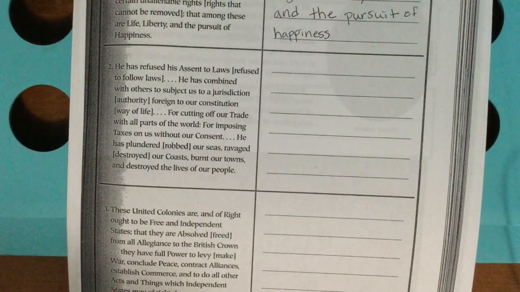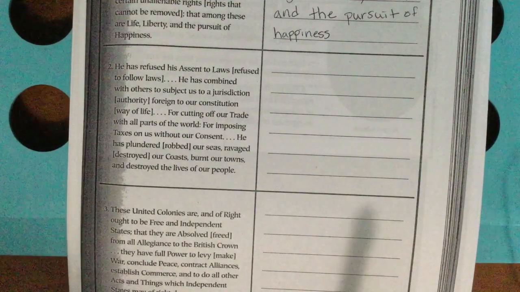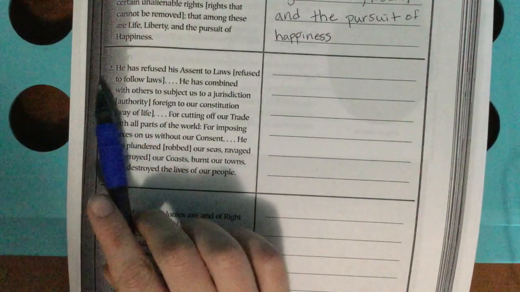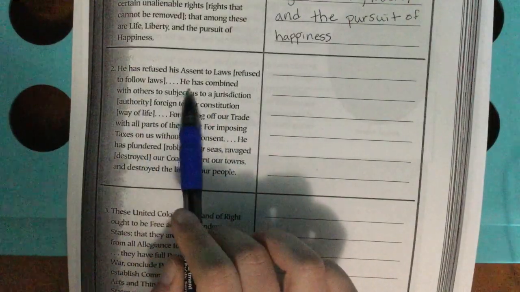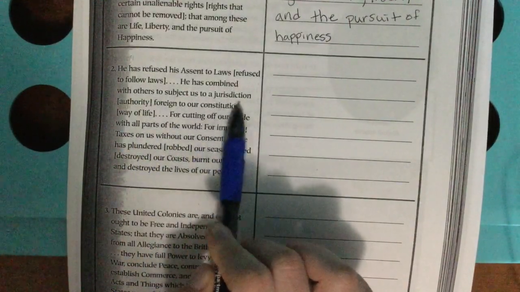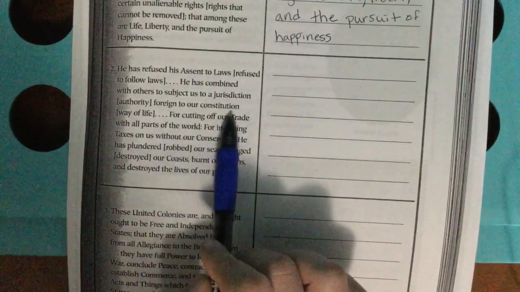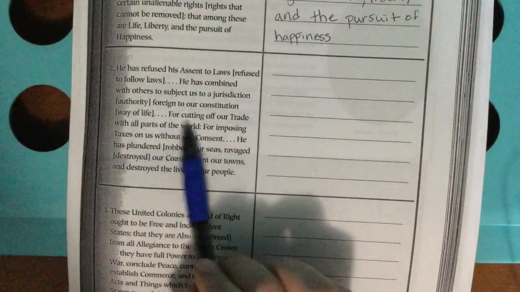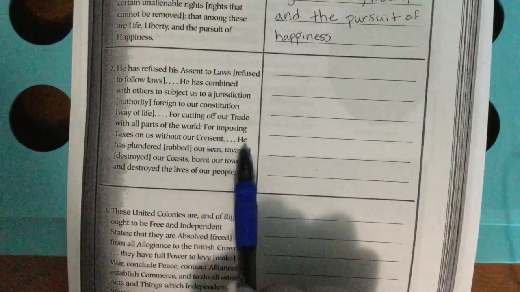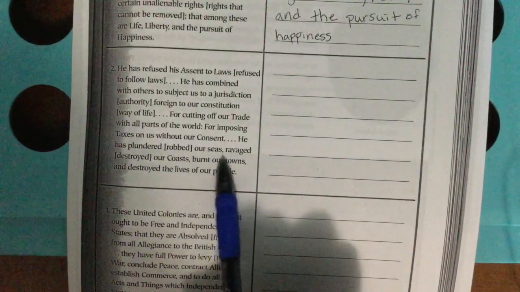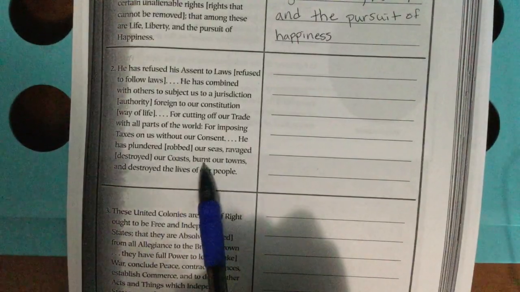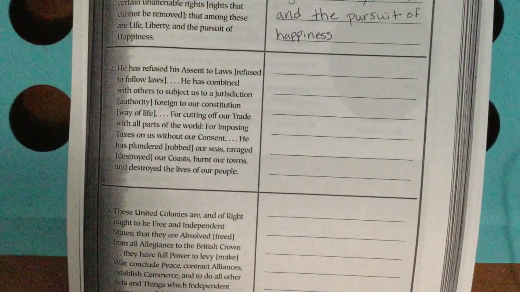Okay, so I'll read the next 2 sections to you, and then please pause the video and fill in what it means. So the second part says, he was refused his assent of laws, refused to follow the laws. He has combined with others to subject us to jurisdiction, or authority, foreign to our constitution, way of life, for cutting off our trade with all parts of the world, for imposing taxes on us without our consent. He has plundered, robbed our seas, ravaged, destroyed our coasts, burnt our towns, and destroyed the lives of our people.